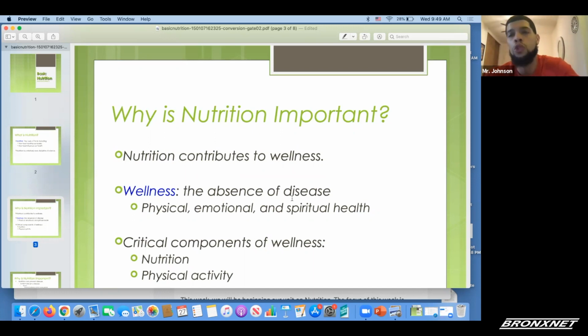Critical components of wellness. There's two huge components. Now, nutrition is one of these components. In addition to nutrition, we have physical activity. So in our previous fitness unit, I showed you ways that we could become physically active during quarantine and remain physically active to a level that is going to impact our wellness in a positive manner. So this unit, I will be teaching you how nutrition is going to impact your well-being in a positive manner.